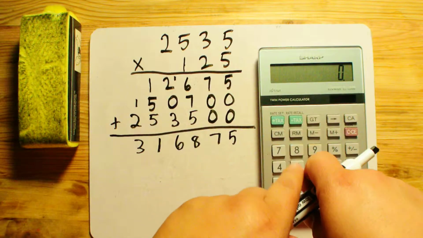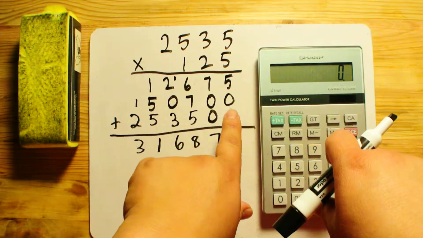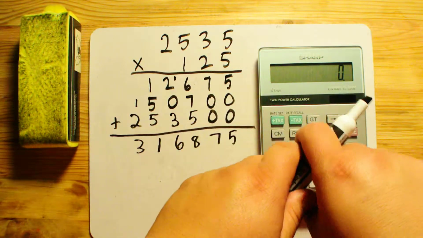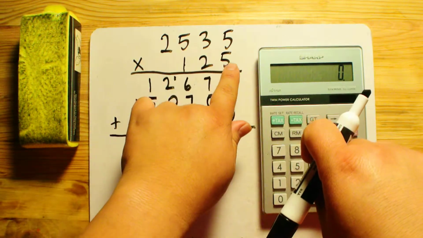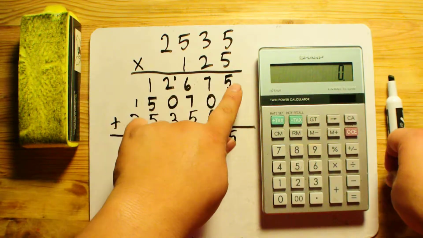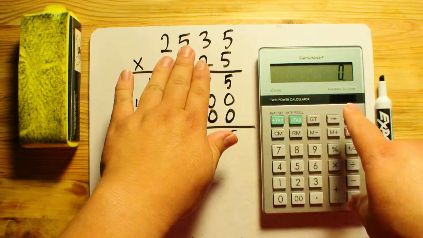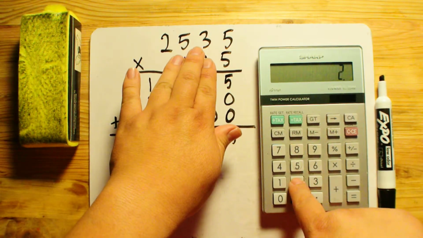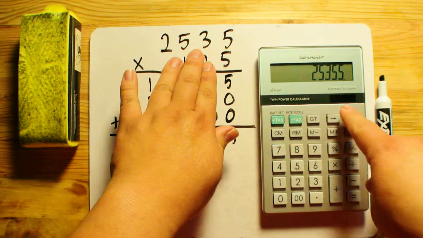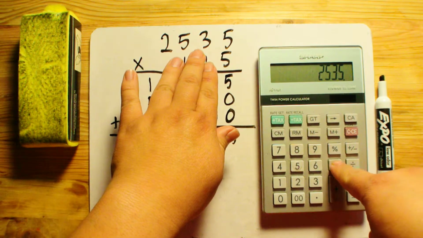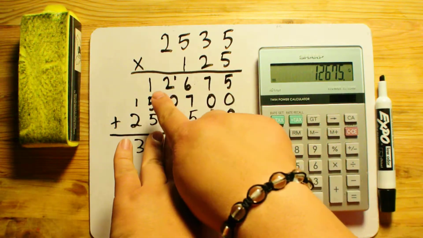And one quick tip, if you just want to practice setting this part up, what you can do is use your calculator. For example, if you want to check the first row when you're going through the steps, you can say, I want to multiply 2535 by 5. And you get the first row.